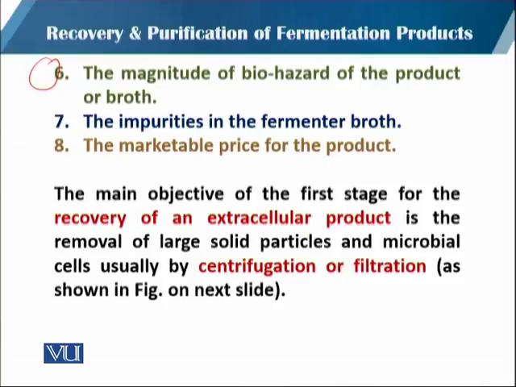The seventh is the impurities in the fermented broth, how many possible impurities there can be. The eighth is the marketable price of the product. So if the processing cost of that product is very high and we cannot compete in the market, then the whole process of the fermentation was useless. So the main objective of the first stage for the recovery of an extracellular product is the removal of large solid particles and microbial cells, usually by centrifugation or filtration, as you can see in the next slide.